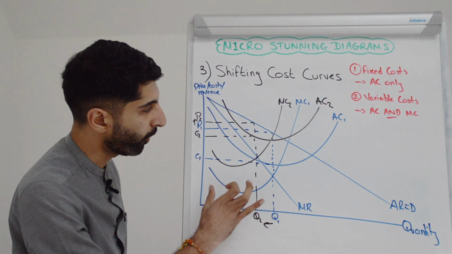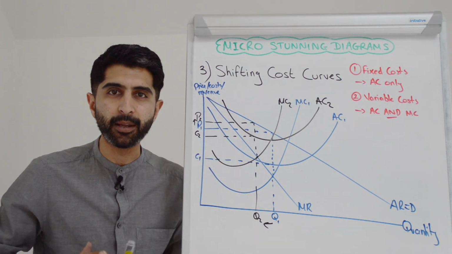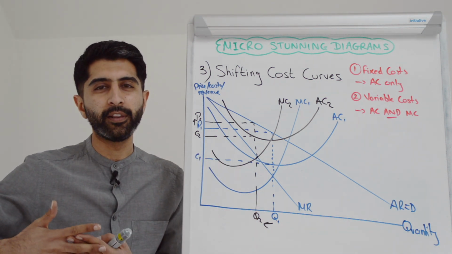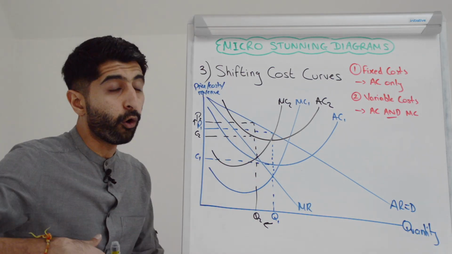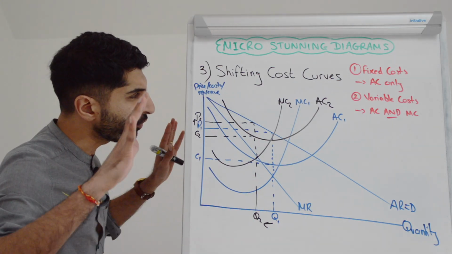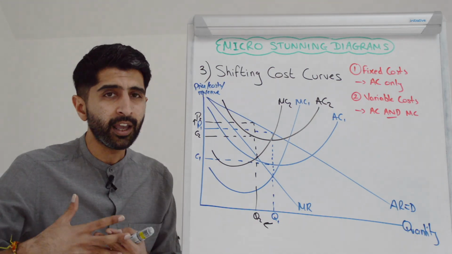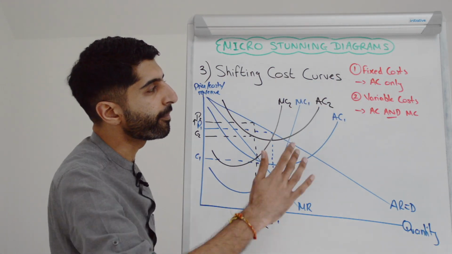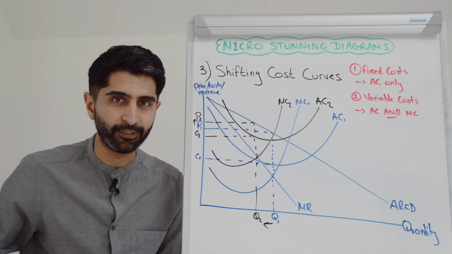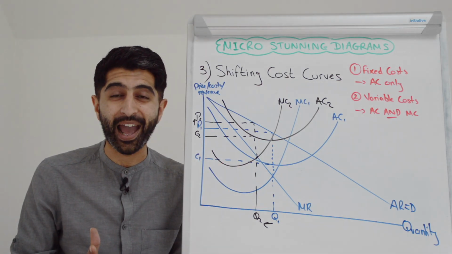Higher prices, lower quantity, lower profits being made, brilliant. The unintended consequences or the trade-offs of a windfall tax per unit, for example, or a windfall tax on revenue, or just more generally a rise in variable costs, here's how you would do it. But remember, fixed costs only AC, variable costs AC and MC. If you have to do that, you know how to do it now.